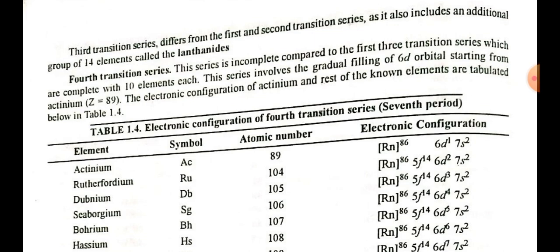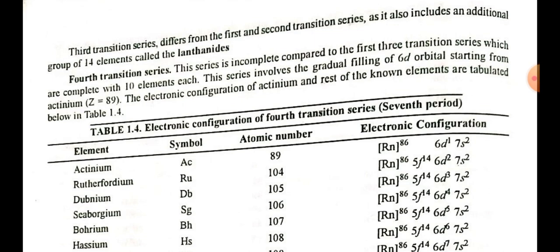Third transition series differ from the first and second transition series as it also includes an additional group of 14 elements called the lanthanides. Fourth transition series. This series is incomplete compared to the first three transition series, which are complete with 10 elements each. This series involves the gradual filling of 6d orbitals starting from actinium. The electronic configuration of actinium and the rest of the known elements are tabulated below.